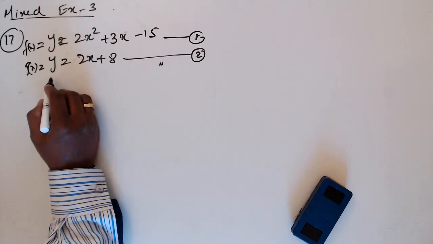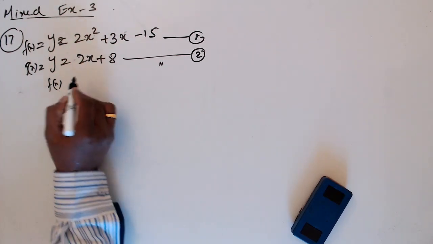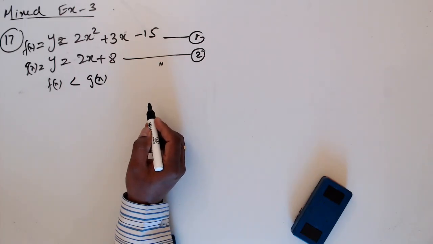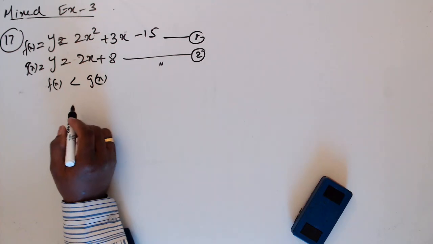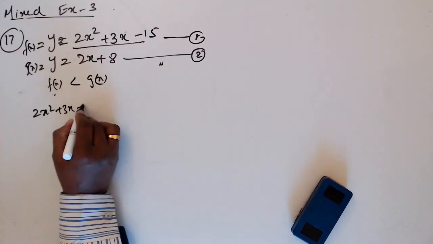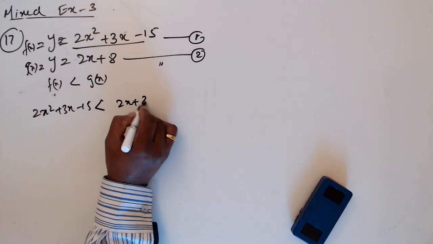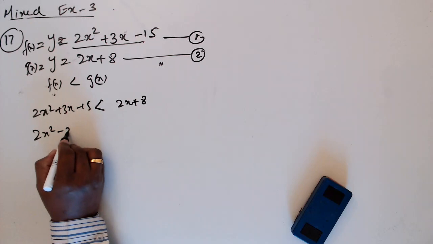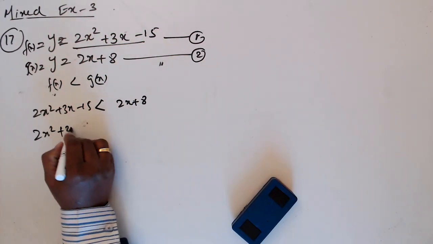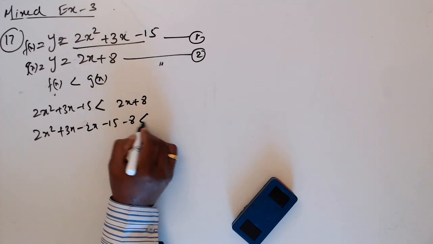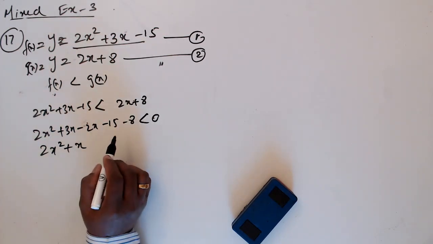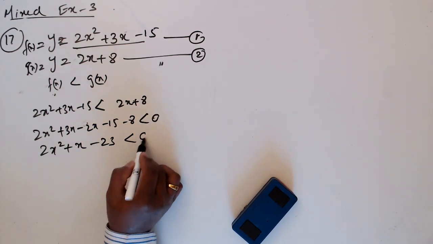f(x) less than g(x). g(x) has to be above, the curve has to be below. So this is 2x square plus 3x minus 15 below 2x plus 8. 2x square plus 3x minus 2x minus 15 minus 8 less than 0. I bring everything to the left side. Plus x minus 23 less than 0.